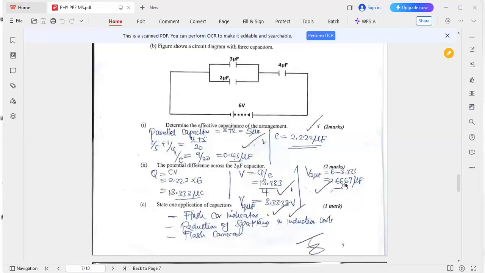So this 2.667 should not be microfarads, but volts. 2.667 volts is the one that dissipates itself here on the 2 of them, because they are in parallel, they will have equal voltage. Here the voltage will be 3.333 and here will be 2.667. That's how the voltage splits.